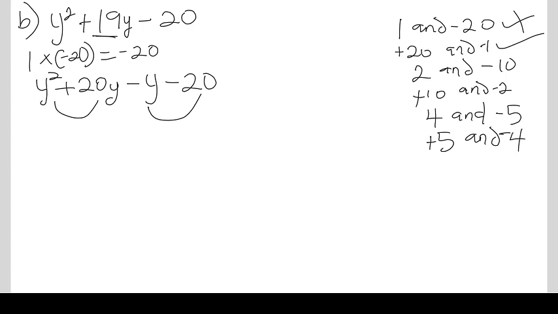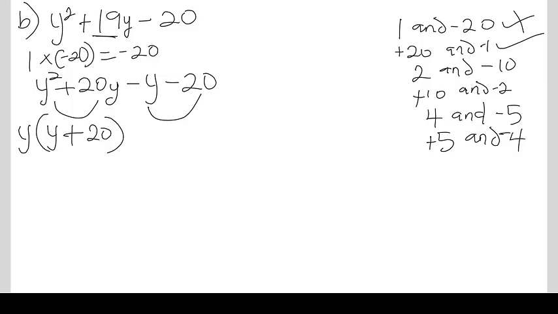So between y squared and 20y, y is common. So you now write it out. y into bracket. y in y squared is going to be y. Then y in 20y is going to be 20. That is, when you divide y squared by y that is outside, it's going to give you y. And when you divide plus 20y by y that is outside, it's going to give you 20.